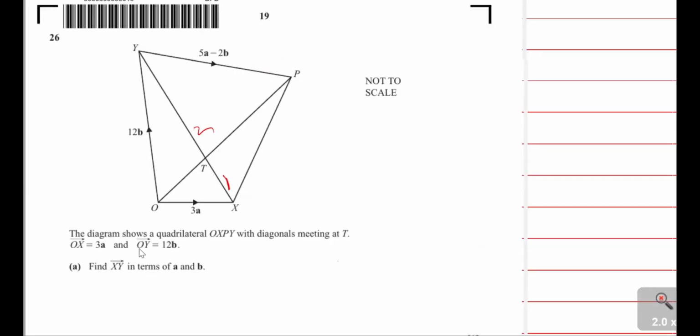Question 26. The diagram shows a quadrilateral with diagonals meeting at T, OX = 3a, OY = 12b. Find XY in terms of a and b. Look here, this is the vector XY, and we have to calculate the vector XY, and this vector will be equal to OY minus OX. And OY here is 12b, and OX here is 3a, and therefore this is the vector 12b minus 3a.